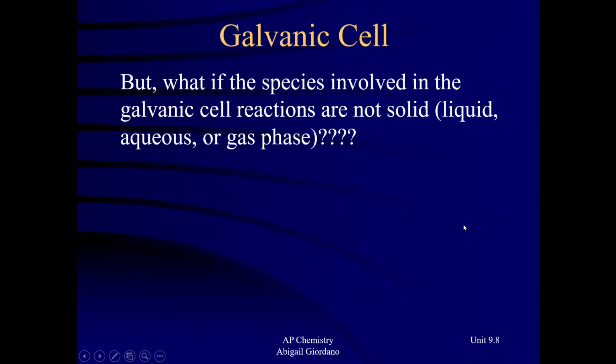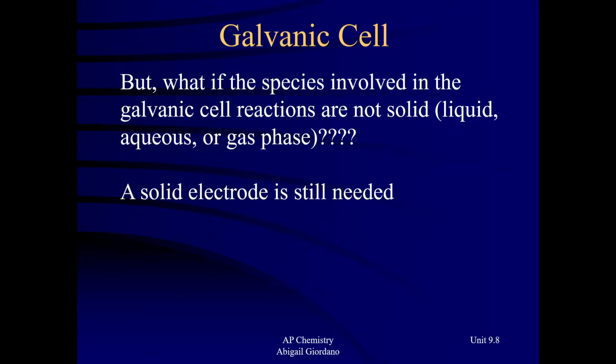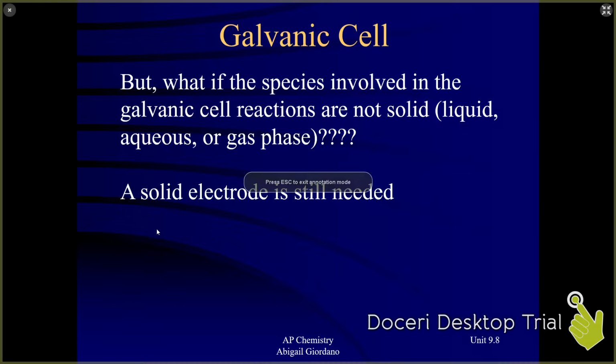Okay, now, a few things to keep in mind. What if some of the species involved in these galvanic cell reactions are not solid? Like what if they're liquid, aqueous, gas? Keep in mind, guys, we have to have a solid electrode. We have to have, in fact, 2 solid electrodes, those pieces, those metal bars in a galvanic cell. Now, what am I talking about, other states of matter? Well, let me give you an example, 2 examples actually.